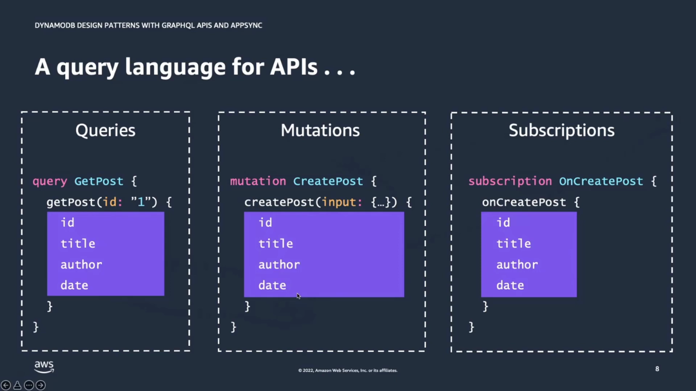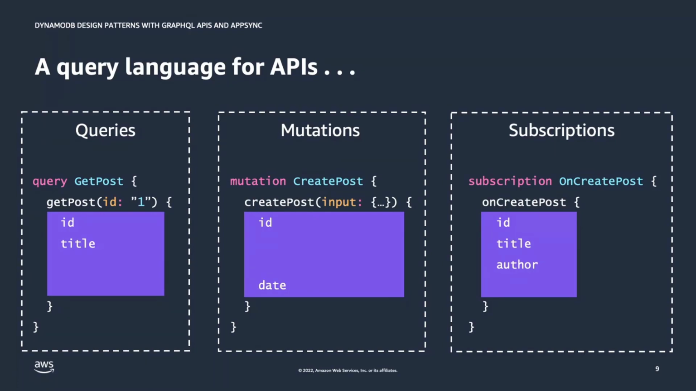Now, the powerful thing about selection set is that it can vary based on your use case. So here, if I have a query and I'm doing a get post, I may only want to get the ID and title back. So I can specify that and save on the amount of data that is sent back to my application because I don't need the rest of the data.